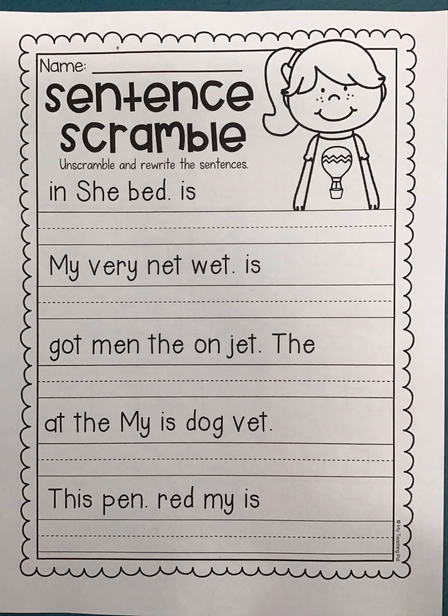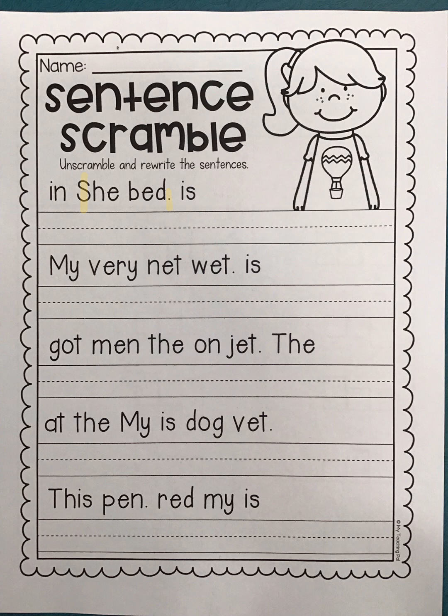All right, friends, we are working with sentence scramble. Please take out your highlighter. We are going to highlight the capital of the sentence and the period. In my first sentence, it's all scrambled up. It's all mixed up. So with my highlighter, I'm going to highlight the capital S, and I'm going to highlight my period.